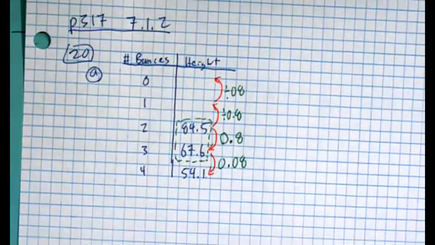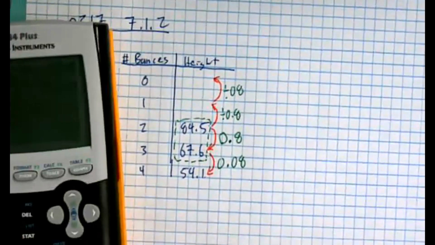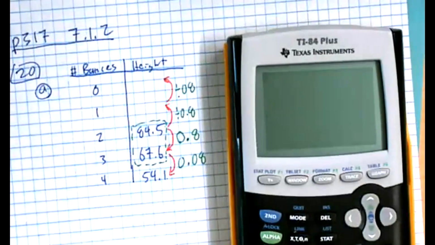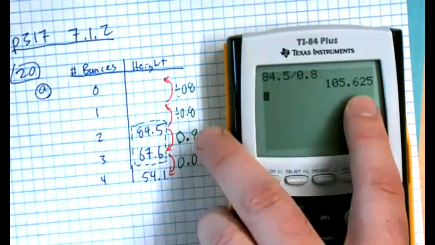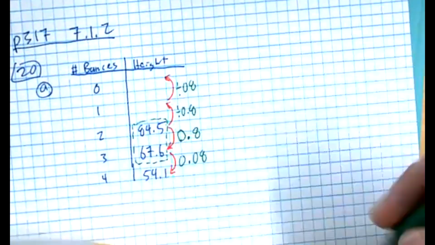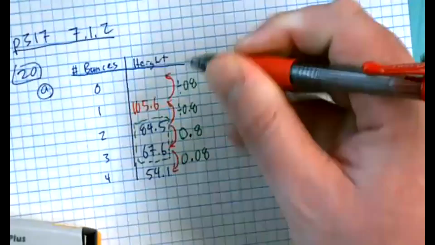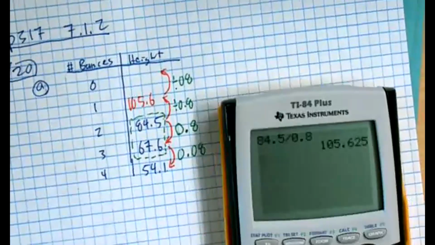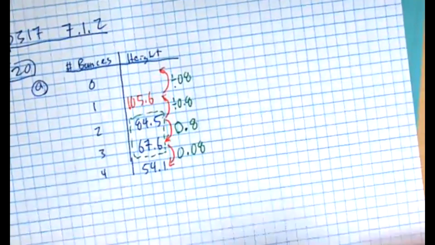All right, let me get my calculator. This is not something I'm comfortable doing in my head right now. 84.5 divided by 0.8 is, I'm just going to round that off to 105.6. And then we'll divide that by 0.8 again. We'll round that off to 132.